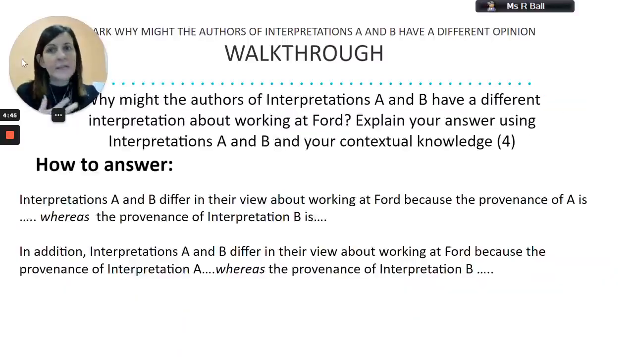The format is very similar to question 1. So interpretations A and B differ in their view about working at Ford because, and you're talking about the provenance. The provenance of A is this writer, whereas the provenance of B is this writer. And it's really important that you don't just state A was a production worker, B was a reporter, but why is that important? Why might that affect what they write?